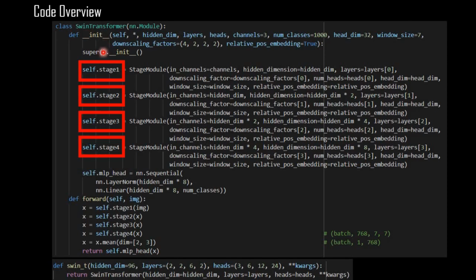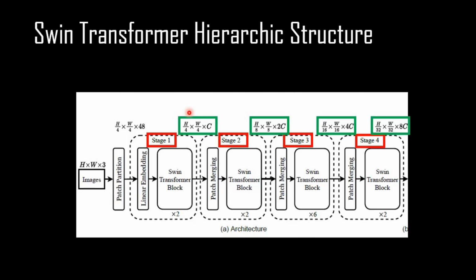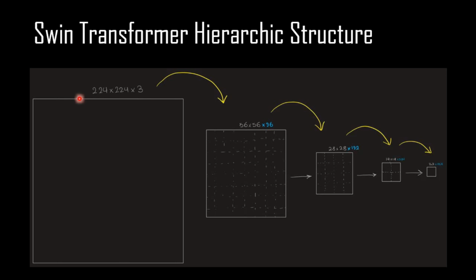And in our code, we saw that in the Swin transformer class, we have these 4 stages. And if you look at the size in the 4 stages, we can see the size of the images is shrinking and the number of channels is increasing. So we have a hierarchical structure. Our structure looks like this. We get the input image, then we get to the first stage, second stage, third stage, and fourth stage. And every time we go down, the size of the image is decreasing and the number of channels is increasing.